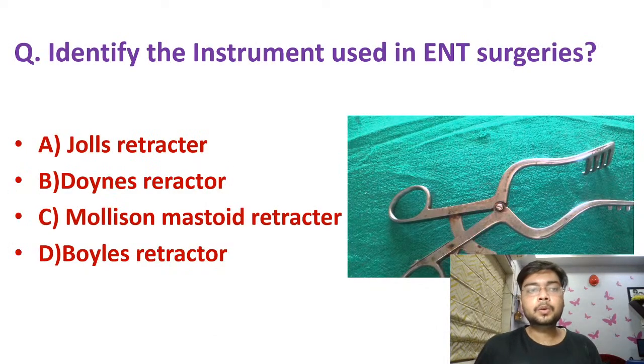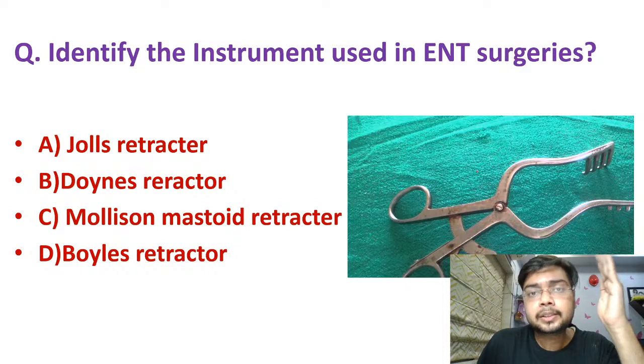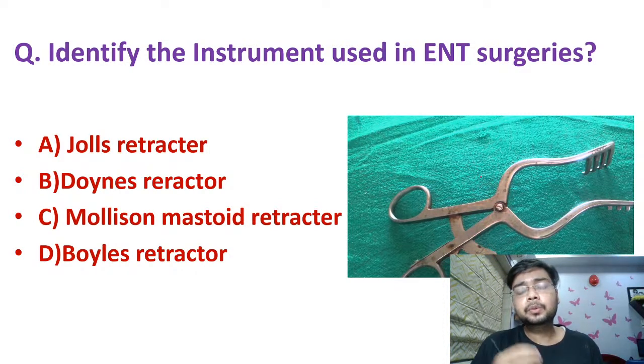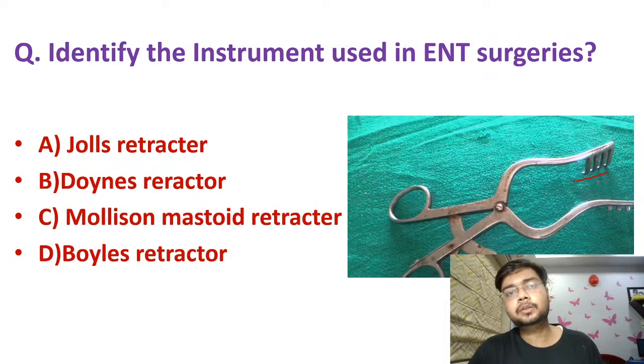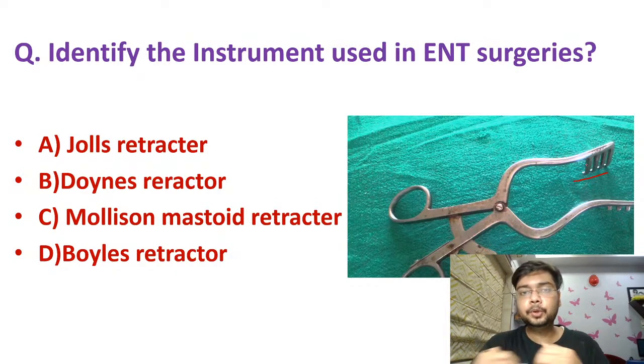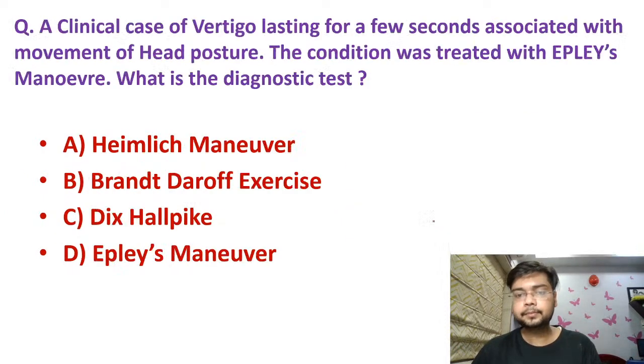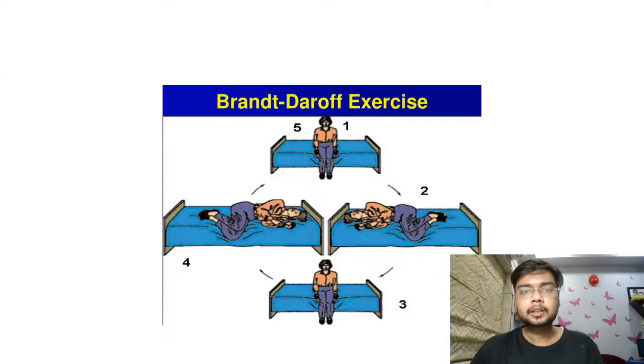Okay, now this instrument was asked in AIMS. There will be a separate instrument session that I'll upload in the Unacademy app if you are there. So this is a Molleson's mastoid retractor. The full name is hemostatic self-retaining Molleson's mastoid retractor, because it is due to compression, it is hemostatic, self-retaining due to this, right? So a clinical, this we have already discussed.